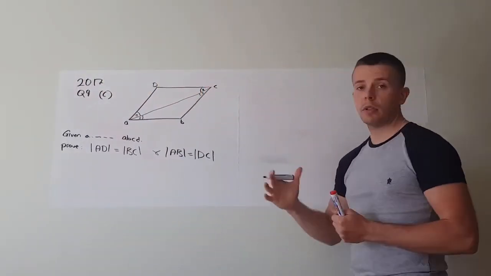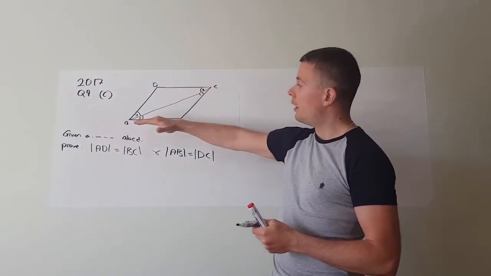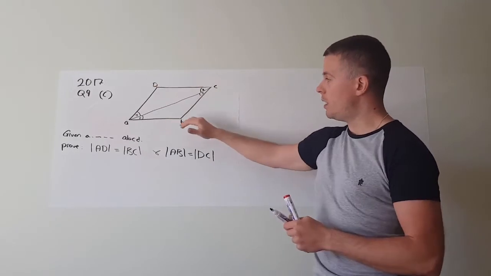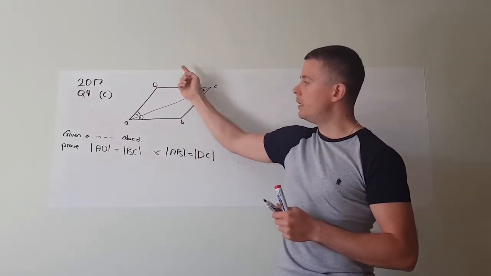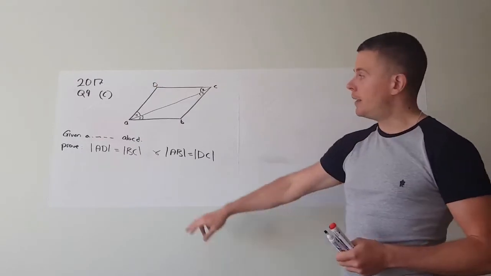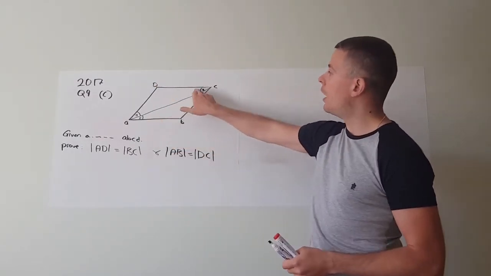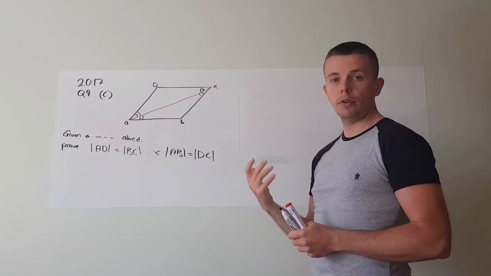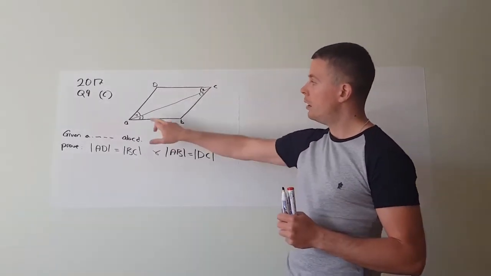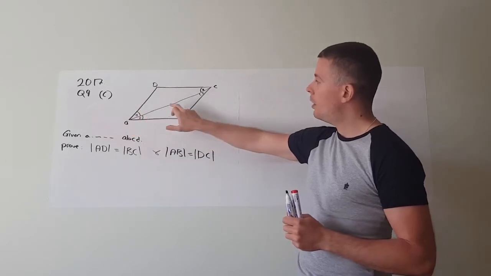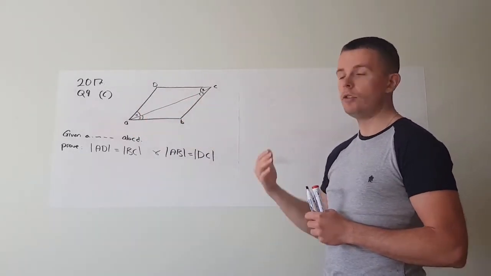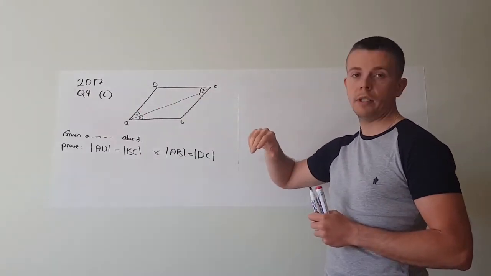Well, we know that in a parallelogram we have parallel sides. So we know that DC and AB are parallel to each other. We know that CB and AD are parallel. So using that fact, we can say that angle 2 and angle 4 are equal to each other. Why? Because they're alternate angles. We also can say that angle 1 and angle 3 are equal to each other, again because we have alternate angles.